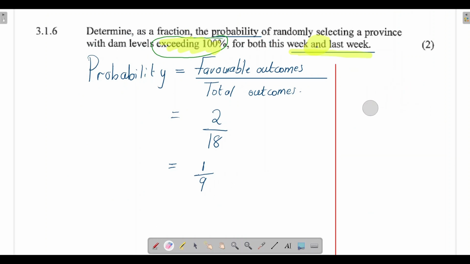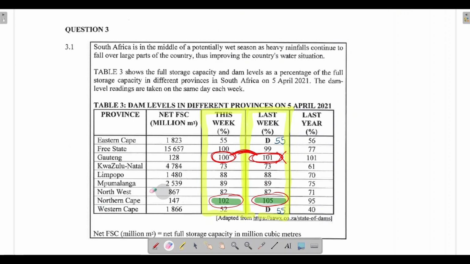So if it says "and", you need to look for an intersection. In this case, we only saw that intersection happen in Northern Cape, where both for this week and for last week, we had values that were exceeding 100%.